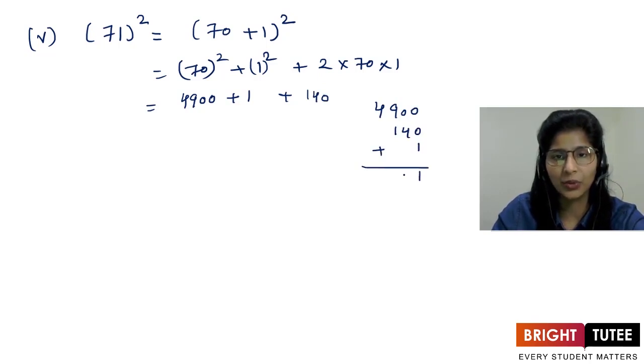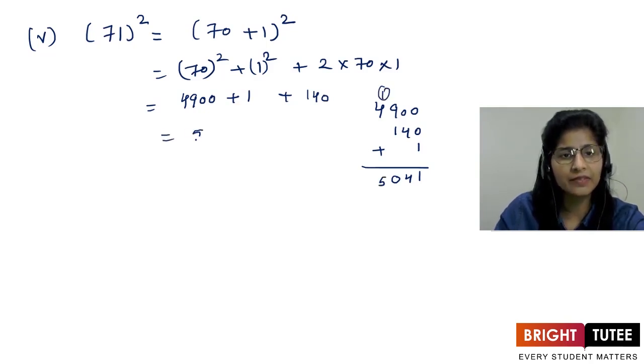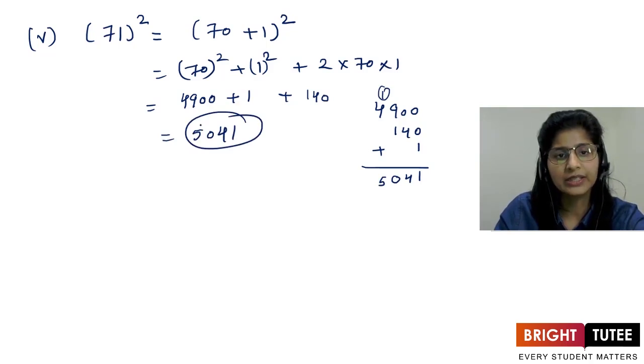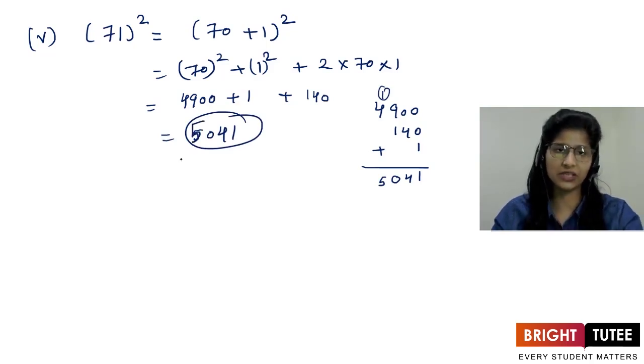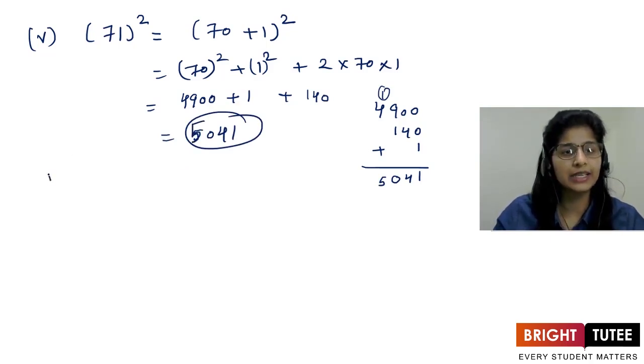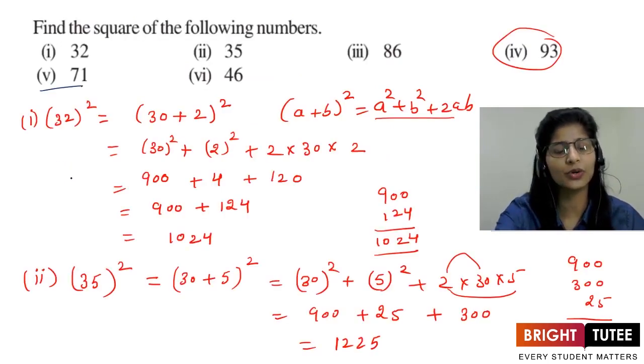Just add them. 1, 4, 9 and 1, 10, 4 and 1, 5. 5, 0, 4, 1. This is the square of 71. Is that clear? Let's see the next part. What is the sixth part? In the sixth part, we have to calculate for 46.